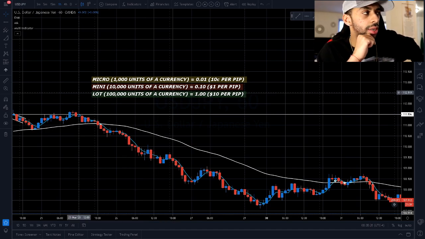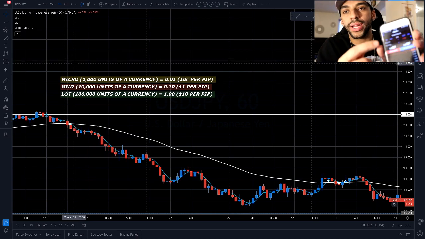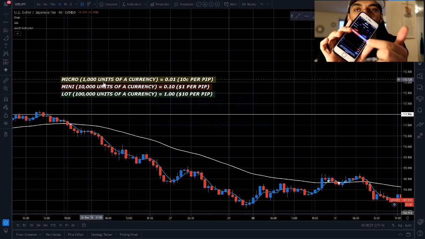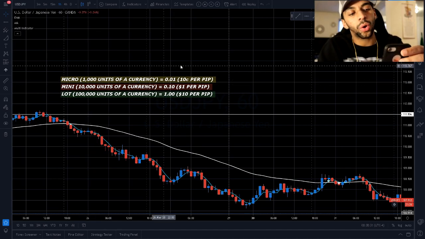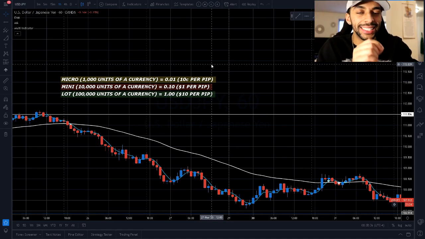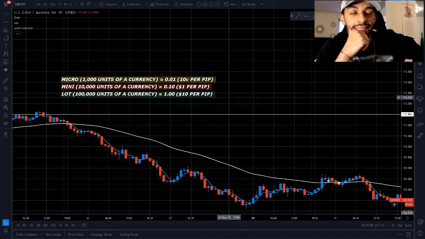It's a 0.01. And that 0.01 that you're placing on your trading app, like MetaTrader 4, if you have a broker or whatever the case may be, is actually equivalent to 10 cents per pip. So it's not a penny that you're trading, it's actually 10 cents per pip.